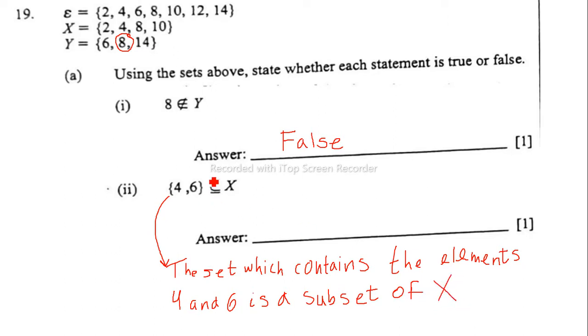So this symbol there is subset. Okay, so it's a subset. So it's saying that the set which contains the elements 4 and 6 is a subset of X. So the question is, is this set a subset of X? No. Why is that?